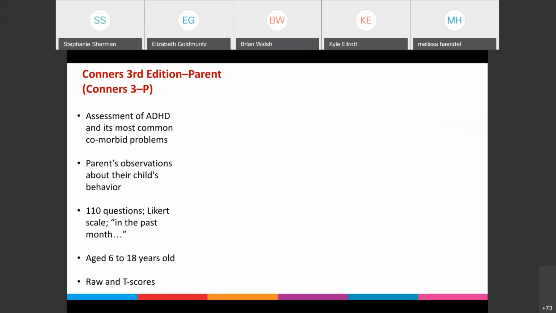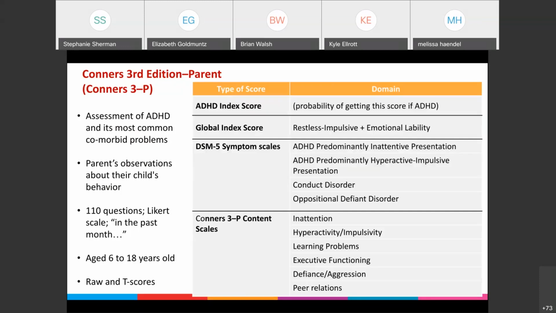So the Conners is a good example. This is an assessment of ADHD and also of other comorbid conditions that commonly occur with ADHD. It's, as I said, a parent observation about their child's behavior. It asks 110 questions. They're all on a Likert scale, and they're all in the context of, in the past month, did your child... It can be applied to 6 to 18-year-olds. And it provides both raw scores and standardized scores, T-scores, to help move from study to study. Next slide, thanks.